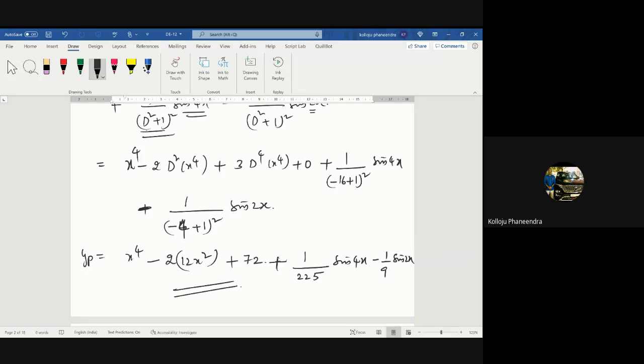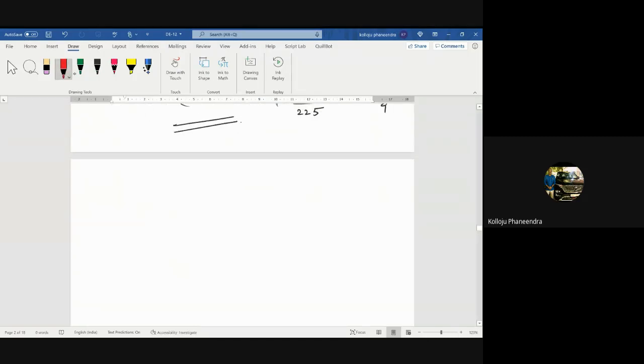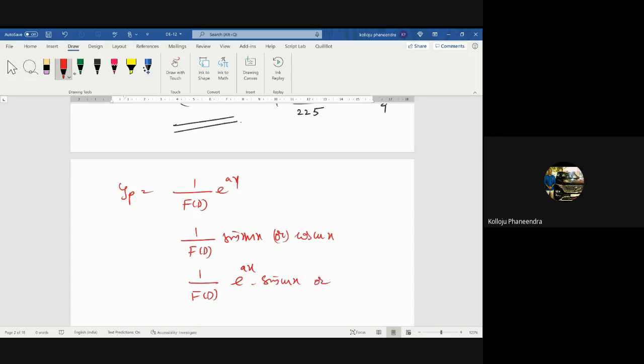Now, any doubts in the models? All the 4 models we have discussed. First case, yp equals 1 by f of D into e power ax model, 1 by f of D into sin mx or cosine mx model, or mx plus c model, 1 by f of D into e power ax into sin mx, or 1 by f of D into e power ax into cos mx.